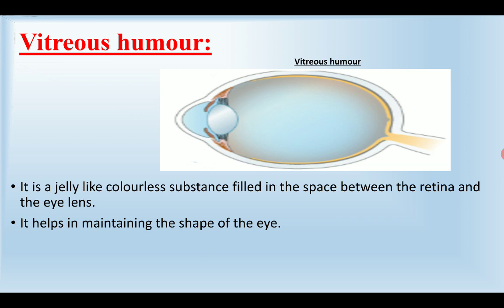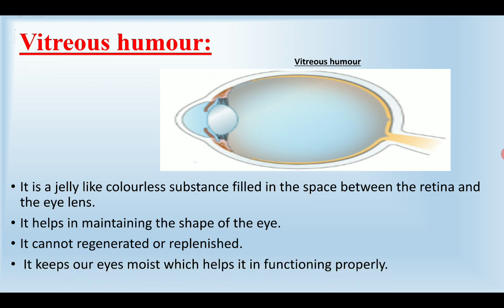So it helps in maintaining the shape of the eye. It is immobile, so it cannot regenerate and replenish. It remains fixed, providing the structure and support to the eye lens. It keeps our eye moist, which helps it function properly. That is, it provides lubrication to the eye lens, the ciliary muscles and other parts.